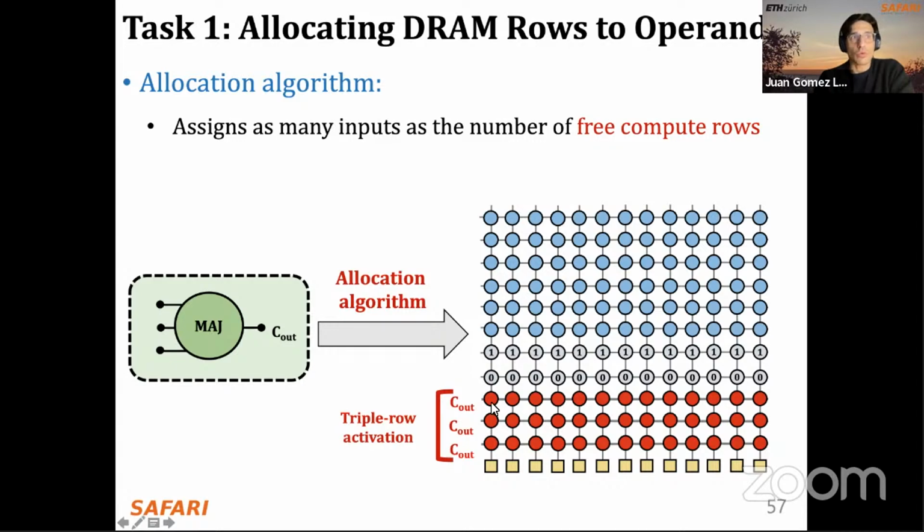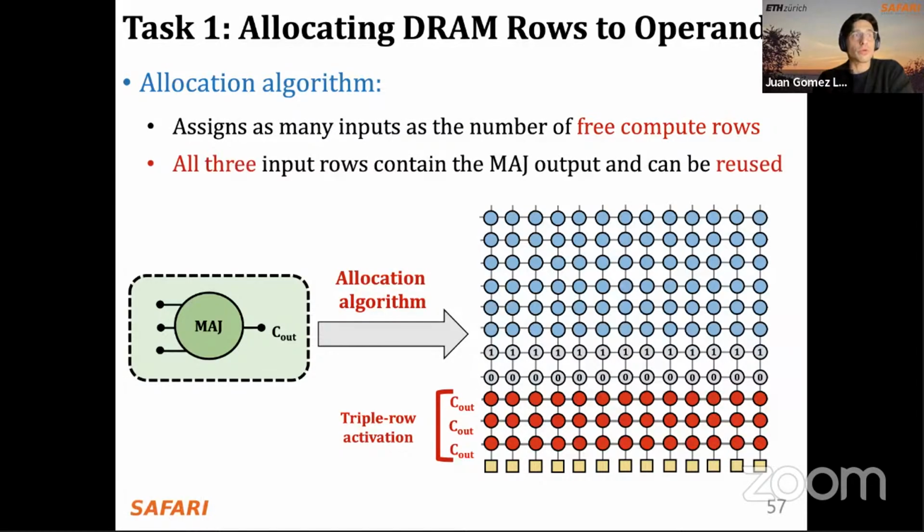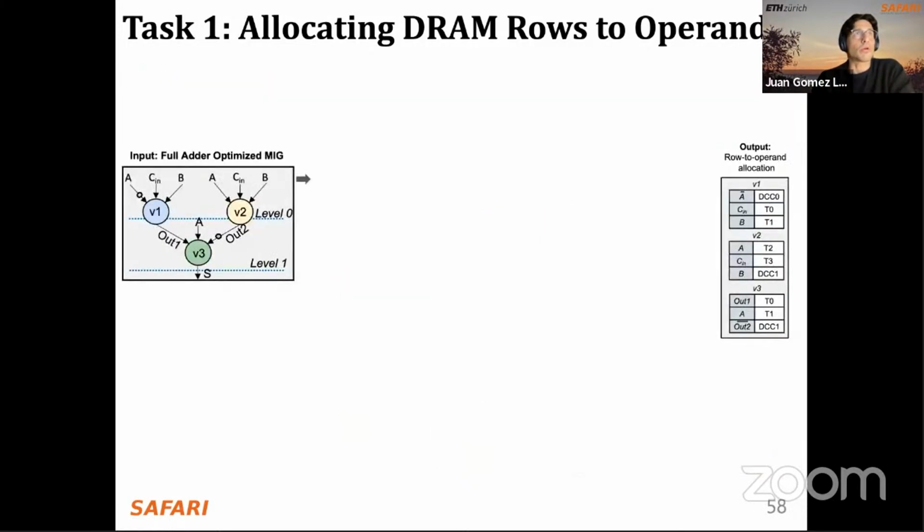And as you remember, the majority operation is destructive. So all 3 rows contain the same output value. The good thing is we can also take advantage of this, because we will probably have to use this output several times in our program, right? And we can do it without having to copy or duplicate the output. In this case, we have, let's say, 3 outputs that we can use as we need them in our program.